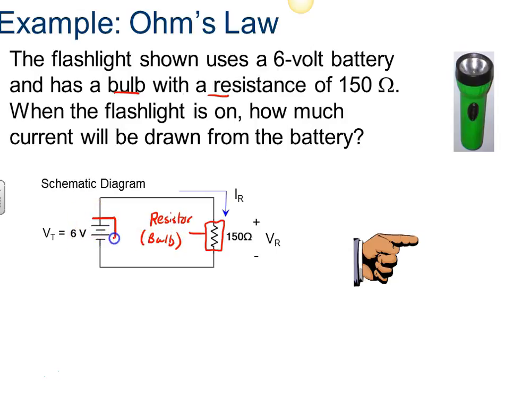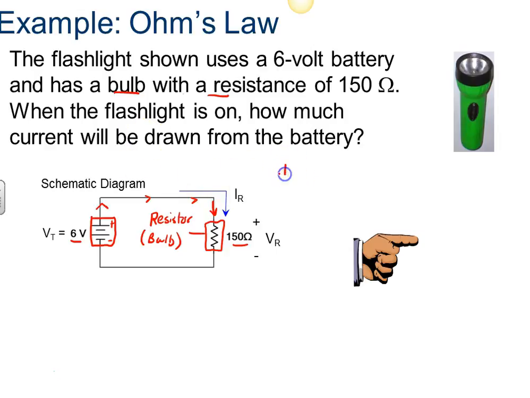We've got this symbol, which is the symbol for a battery. This is the positive side. This is the negative side. And anytime we have that symbol, that represents a battery. It's shown in 6 volts. The resistor is 150 ohms. And we've got current that's flowing in this direction. I is going to be here, and it's going to pass through the resistance. Okay. When the flashlight's on, how much current will be drawn from the battery?